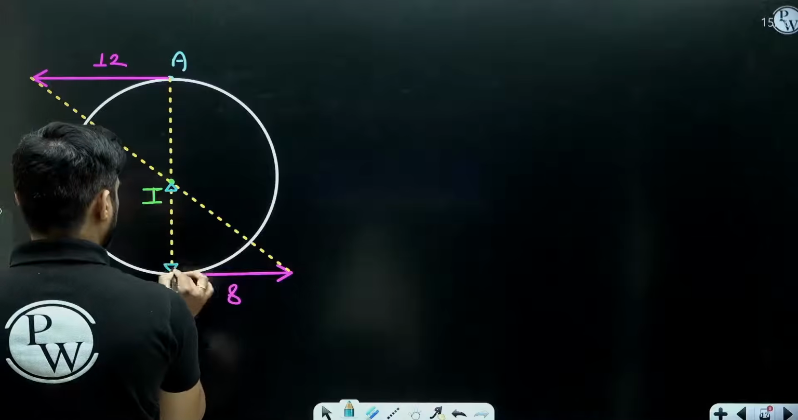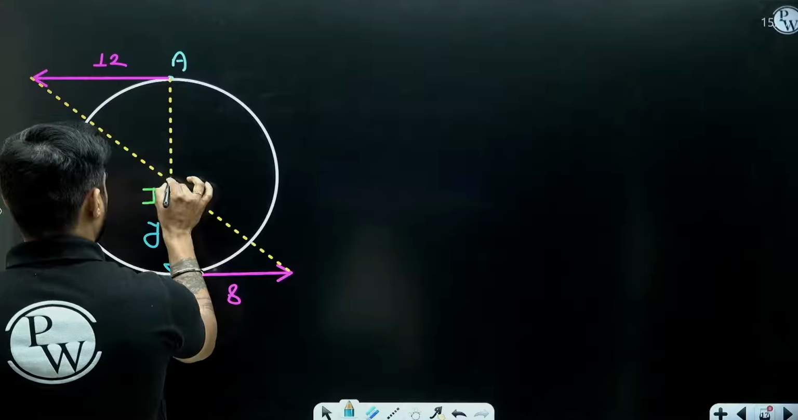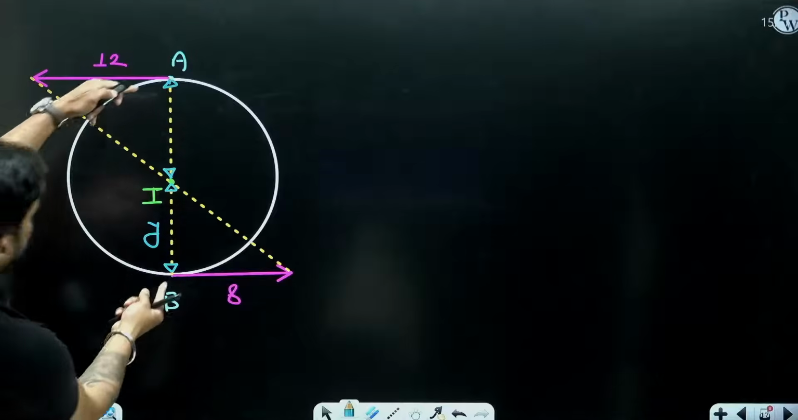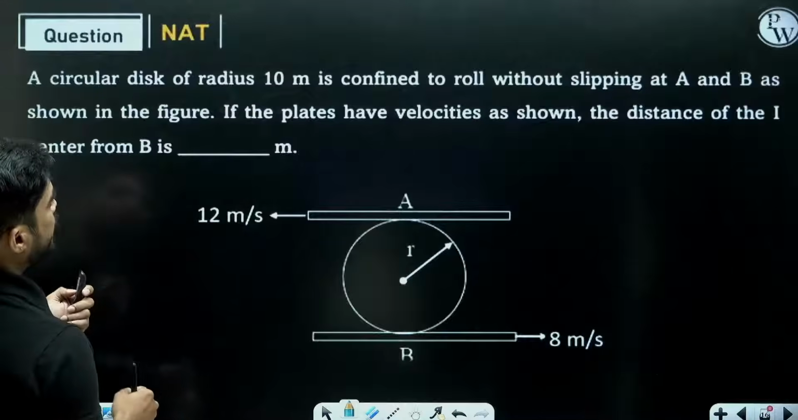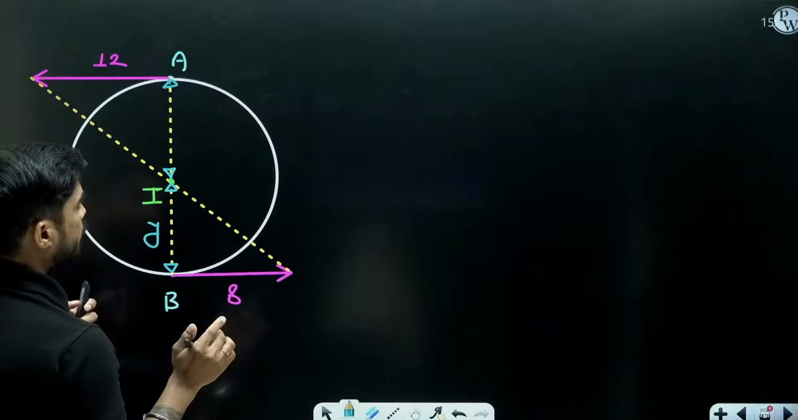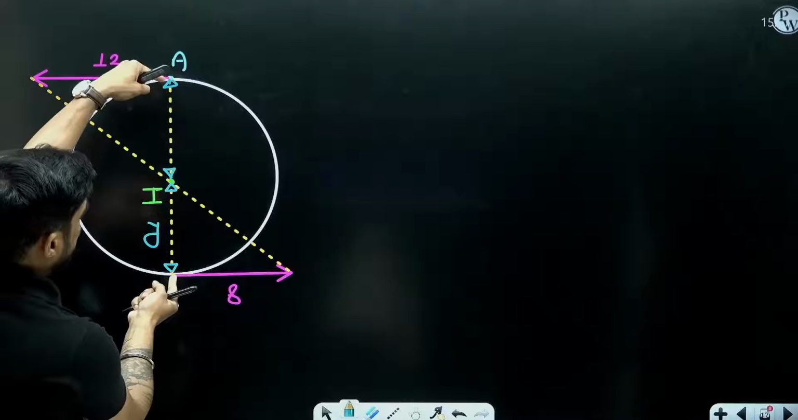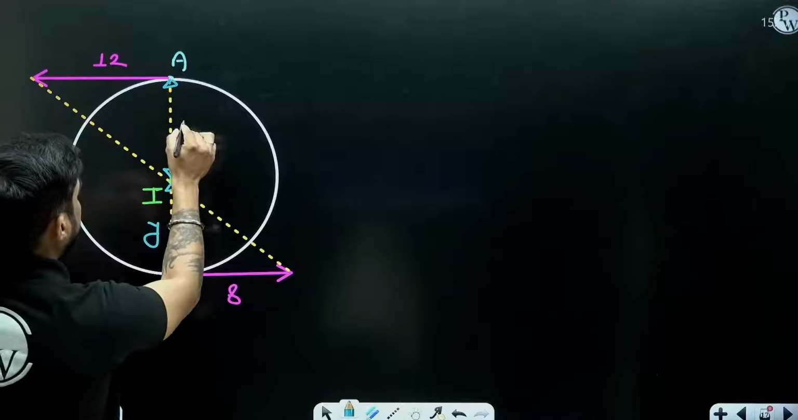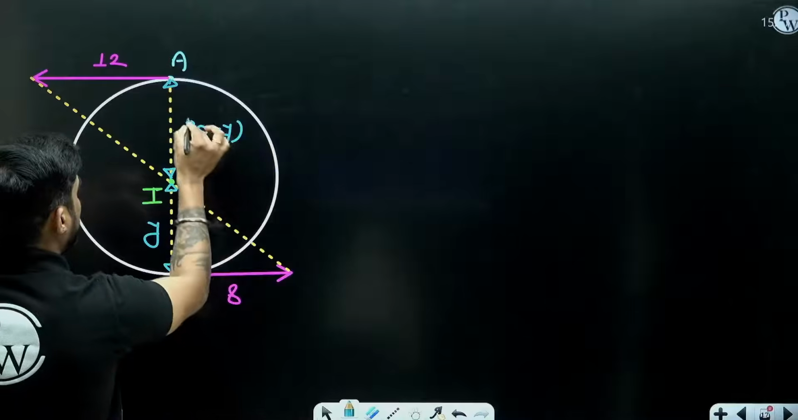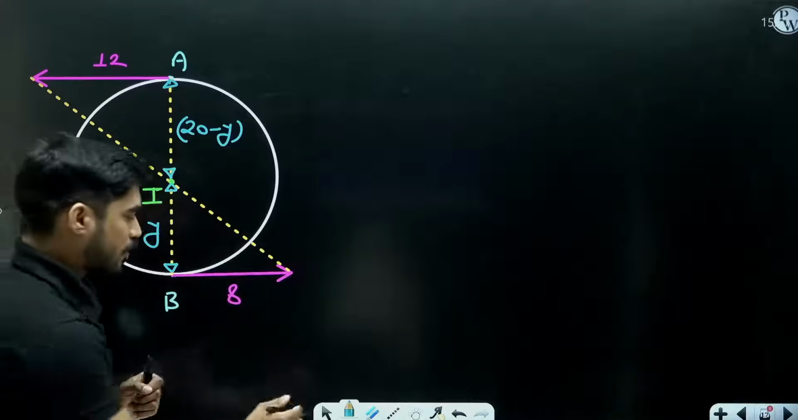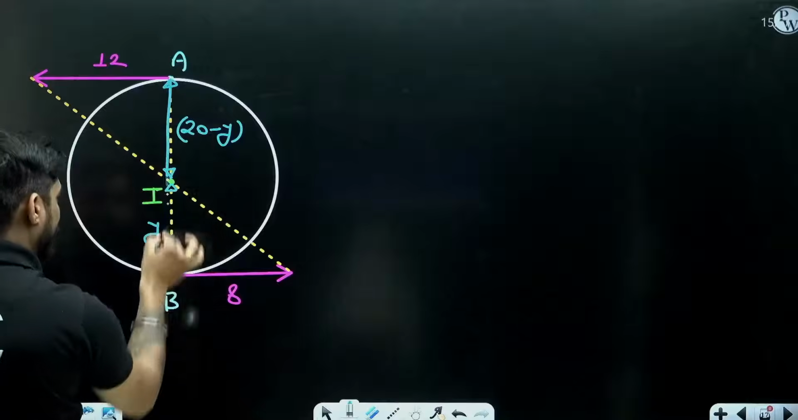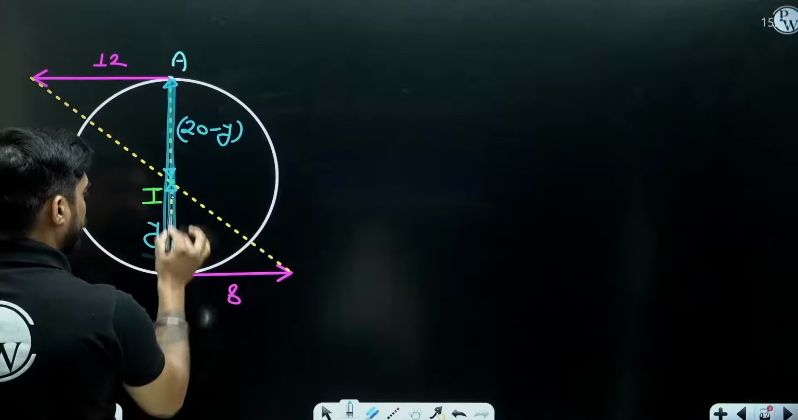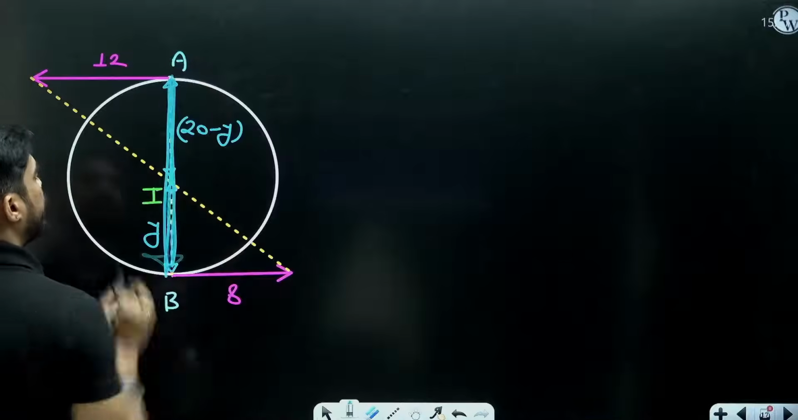this distance is y. So what will be this distance? This total distance will be equal to the diameter, na? Radius is 10. So the diameter will be 20. If this is y, this will be 20 minus y. Some people write it 10 minus y. They are wrong. See, this is the diameter, na? This complete length is diameter 20. So if this is y, this will be 20 minus y.